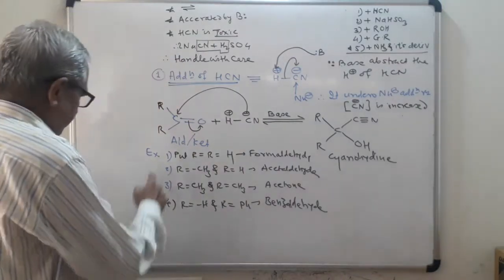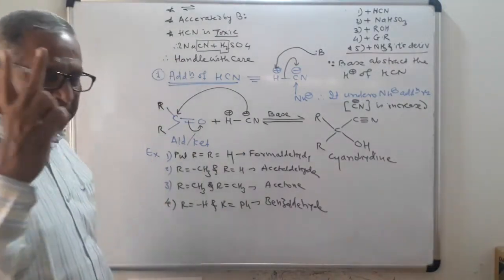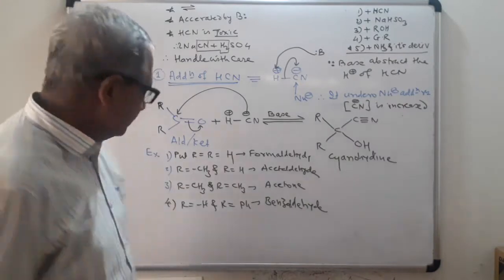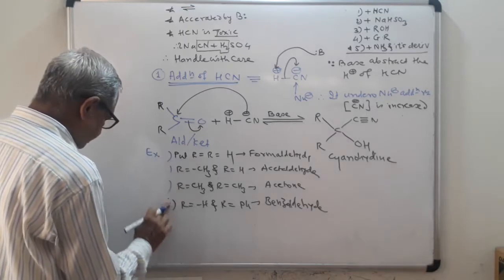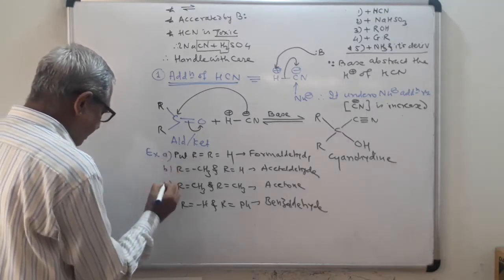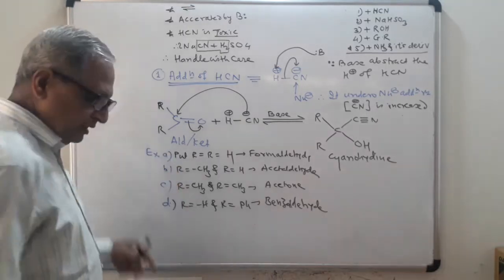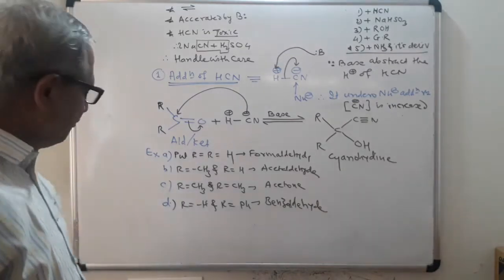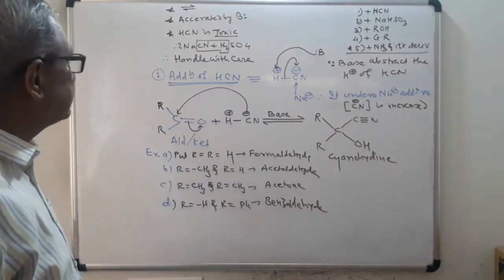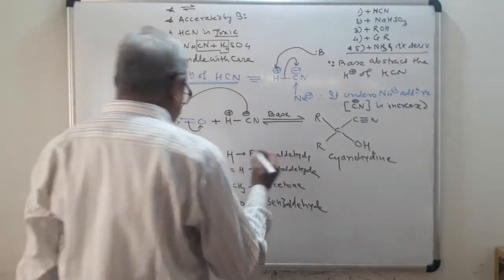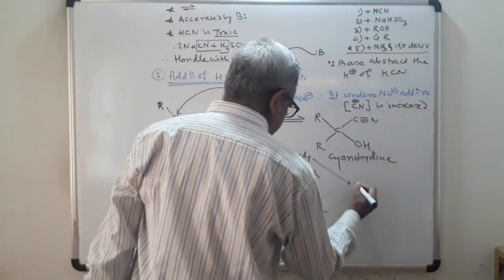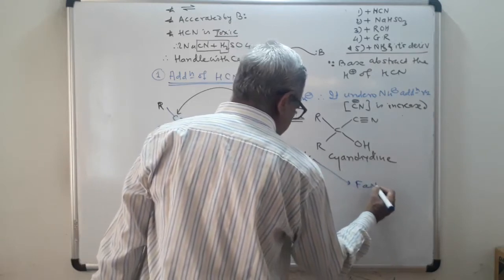Now I will set the 3 questions here. Suppose your options are like this, I will give the options A, B, C and D. This is a NEET or CET question. Which of the following will undergo reaction with the fastest rate with HCN? The answer is formaldehyde. In this case, the reaction is fast.